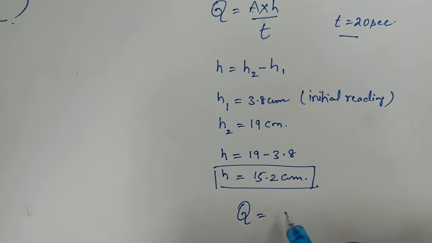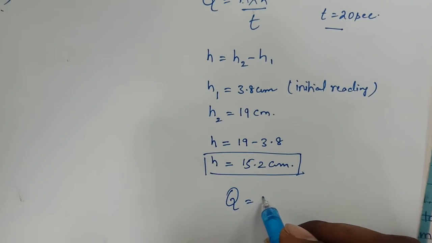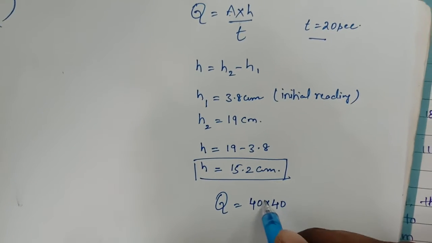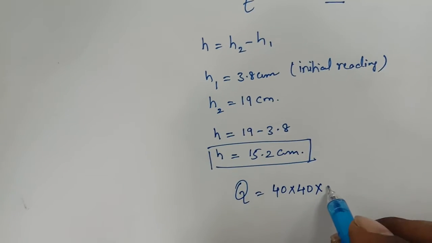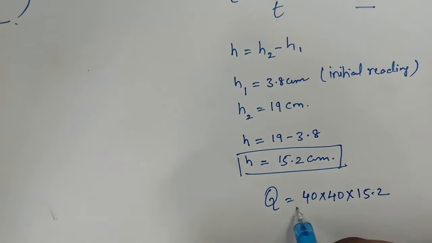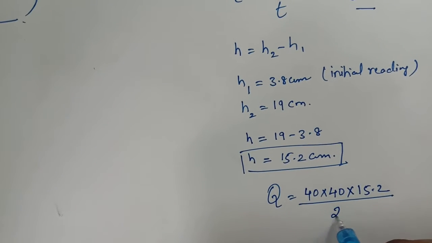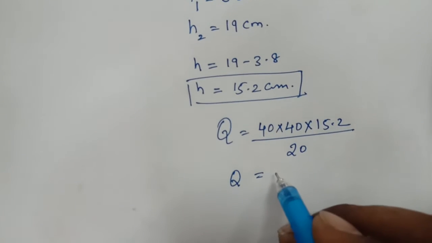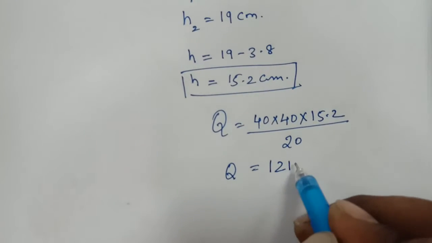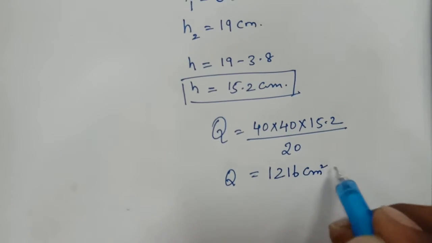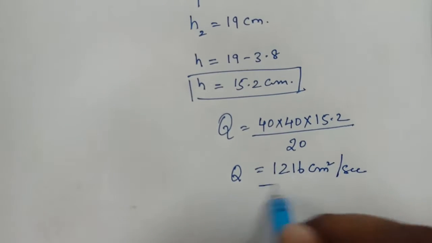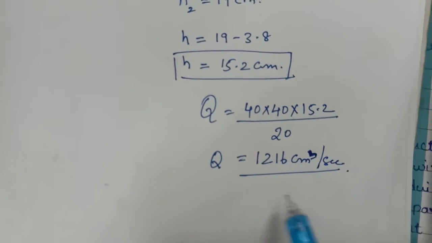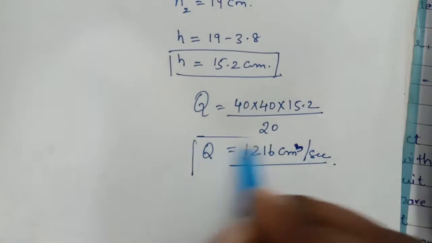So Q is equal to A, area, into H, divided by time. That is 40 into 40, that is the tank dimensions, into your H, that is 15.2, and the time is 20. Now the value is 1216 centimeter square per second. Now we found out the value of Q. Sorry, it is centimeter cube per second actually. That is the discharge, which we got now.